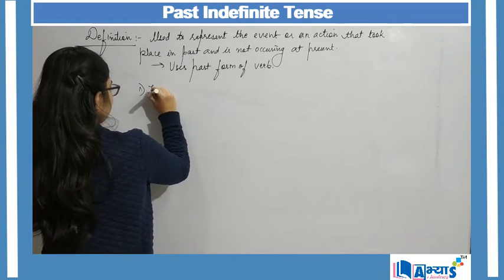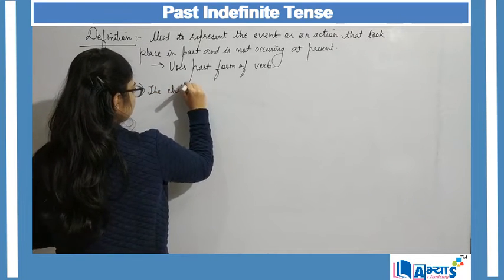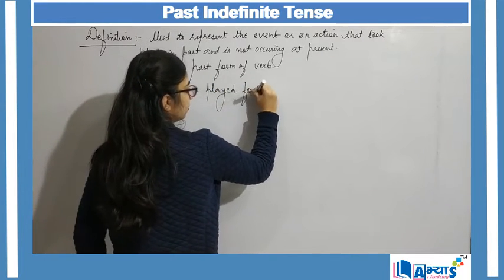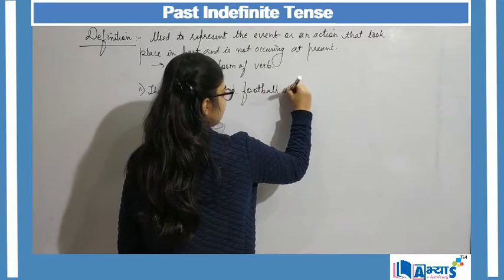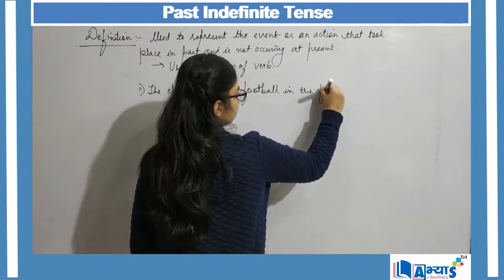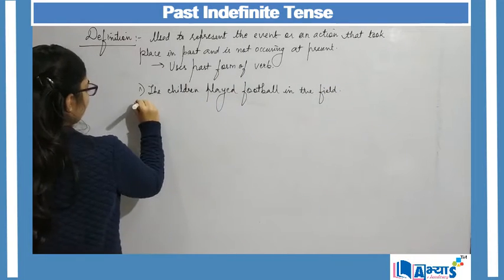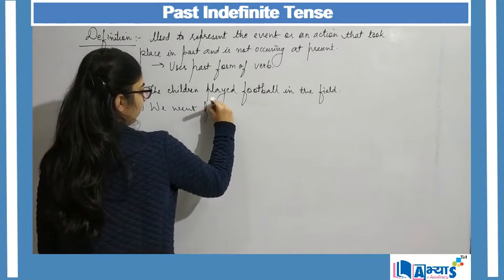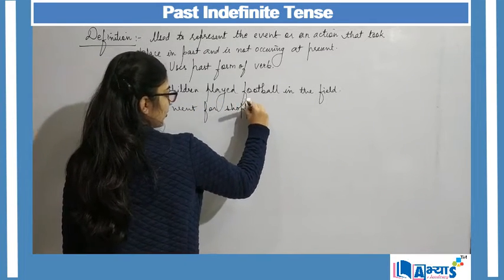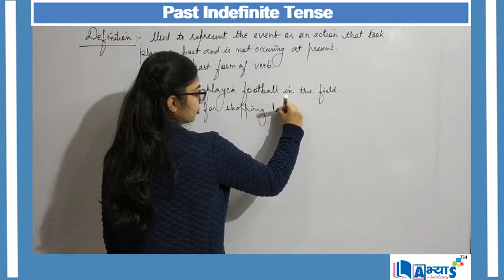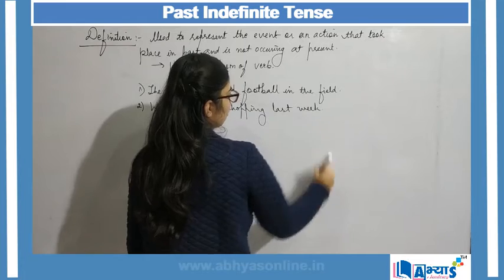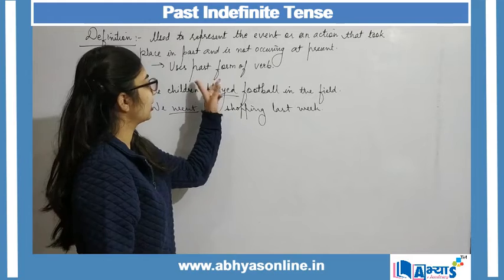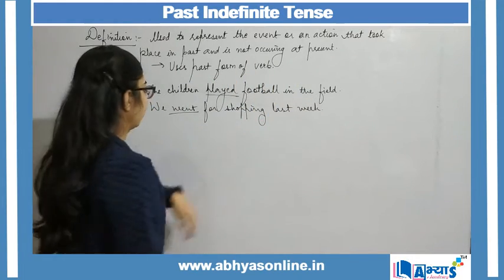Example can be: The children played football in the field. We went for shopping last week. Here, played, went, these are all the past form of verb, right?